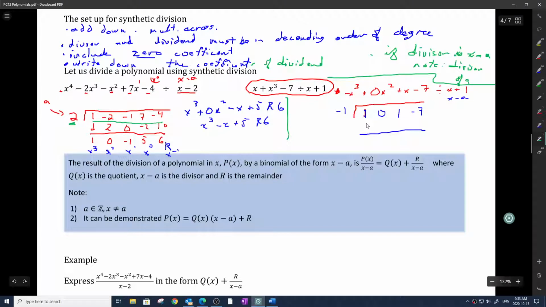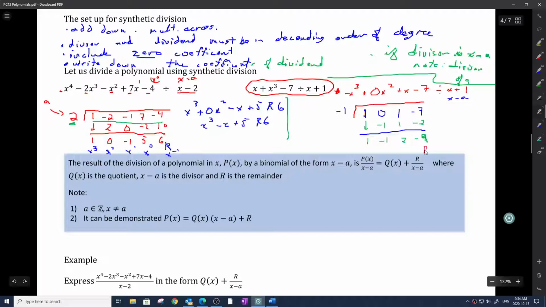I'm going to add down. So 1 plus nothing is 1. 1 times -1 is -1. Add down. Multiply across. -1 times -1 is +1. Add down. Multiply across. Add down. Wow, that is pretty spectacular. And I'm done. All I have to do is interpret the meaning of this.